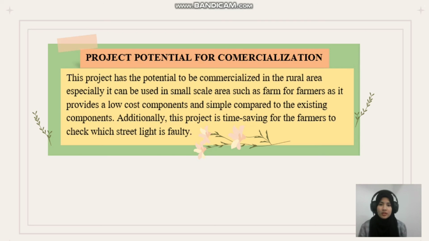As for the potential for commercialization, this project can be commercialized in rural areas, especially on a small scale such as farms, as it uses low cost components and is simple compared to existing ones. Additionally, this project saves time for farmers in checking which street light is faulty.